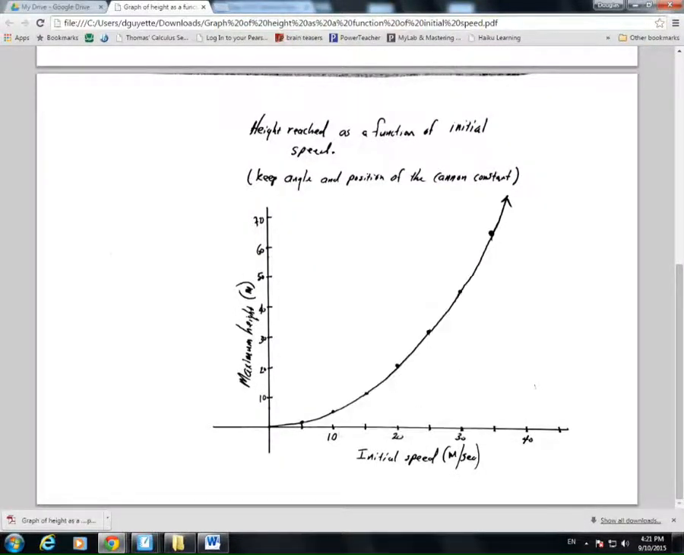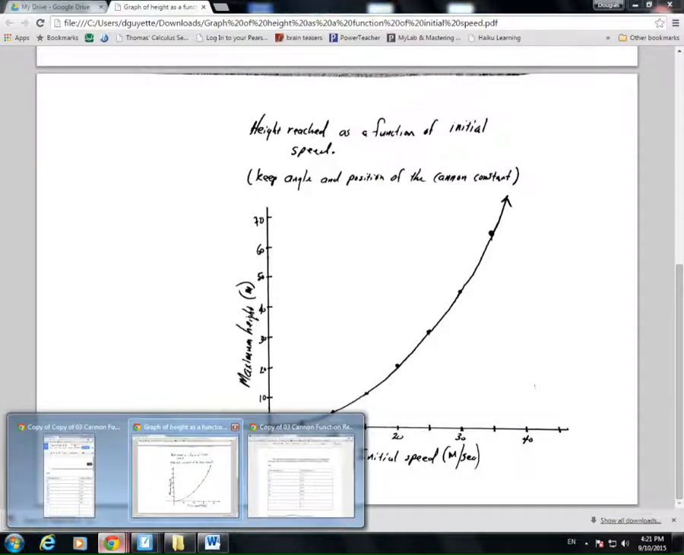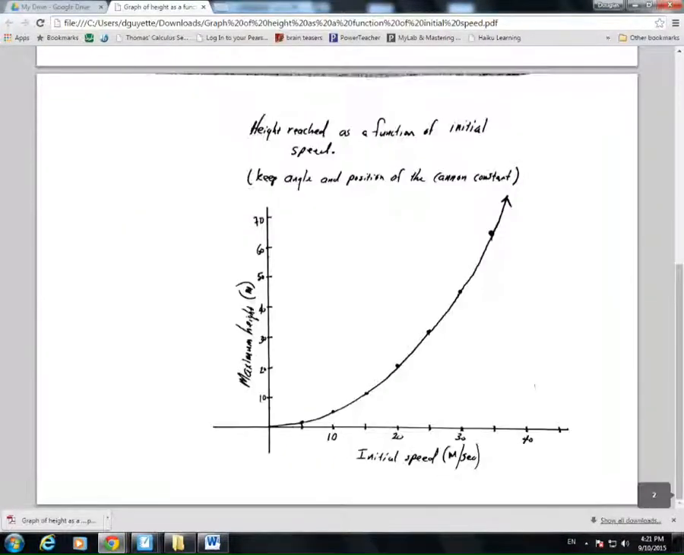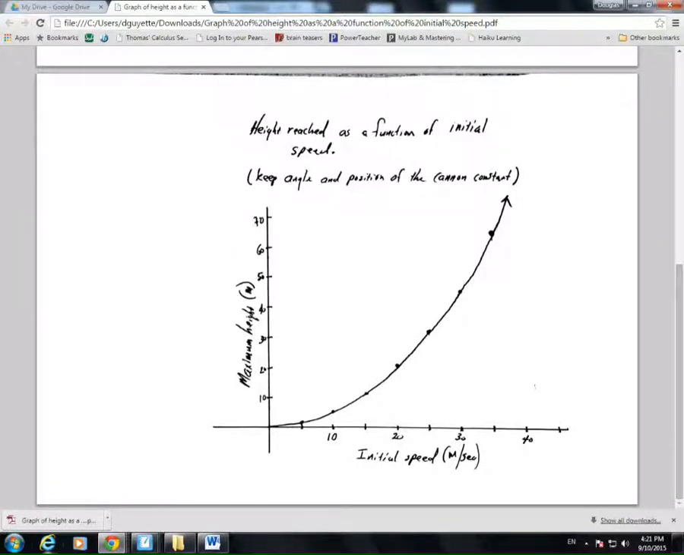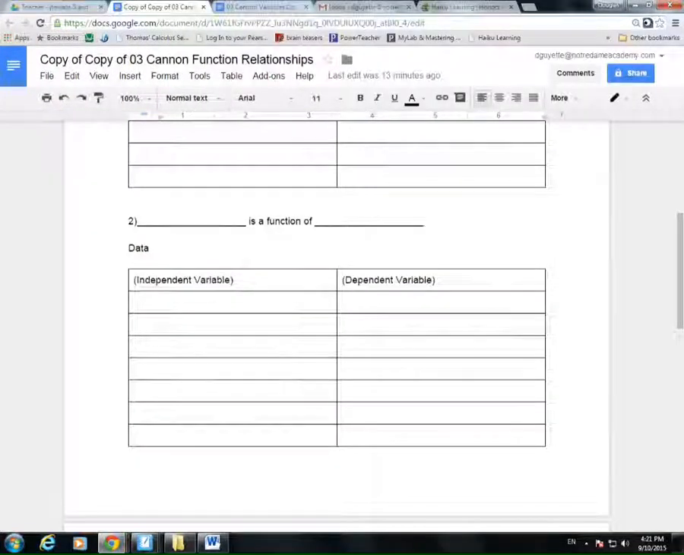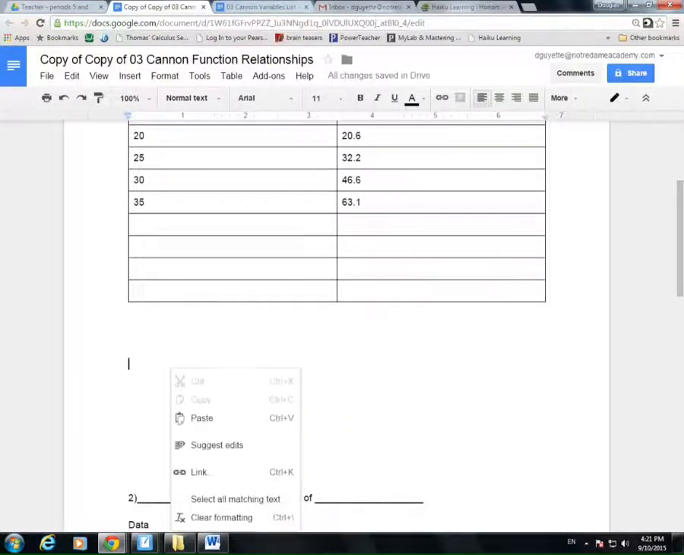Take a photograph of this picture and put it into the same document where you collected your data, which in this case would be right here. So I would actually take this graph and copy it and paste it onto the end of this document, right underneath the table. So right here would be a picture of my graph.